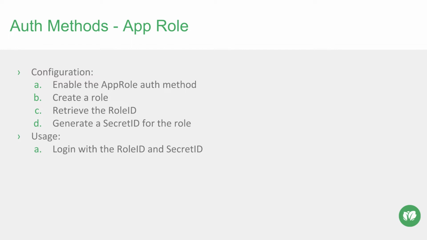And then to use this, all you do is you log in with the role ID and the secret ID. So you present those two to Vault. Vault will give you back a token, and then you can make calls to the secrets engines using that token.